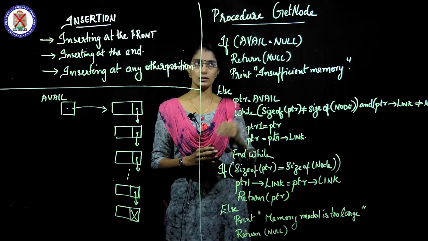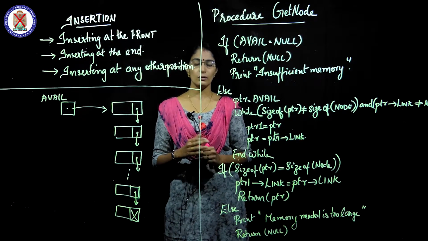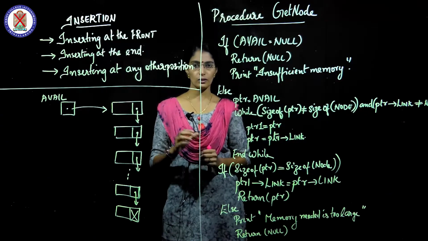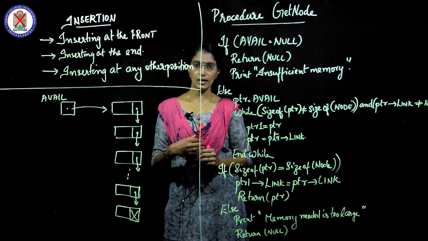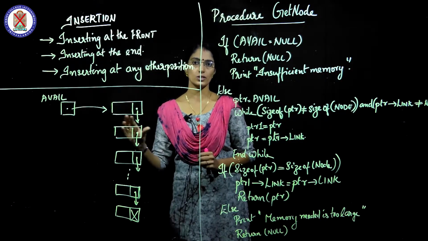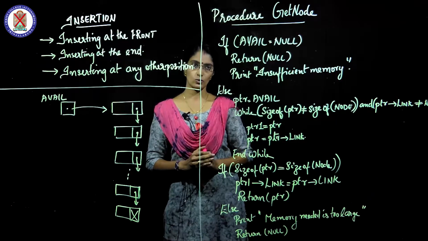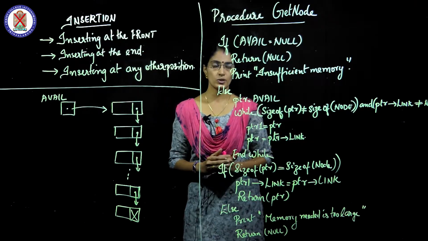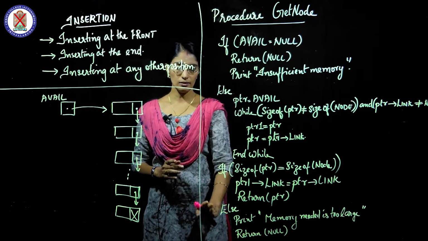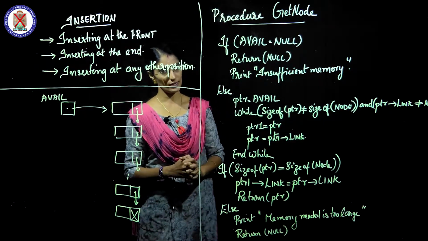In the getNode algorithm, we will be searching in the memory bank or available memory pool of storage for the perfect size of node which we need, and then we take it and insert that new node into the linked list. So, taking the procedure getNode, the algorithm is written here. Before that, I will explain it with an example.